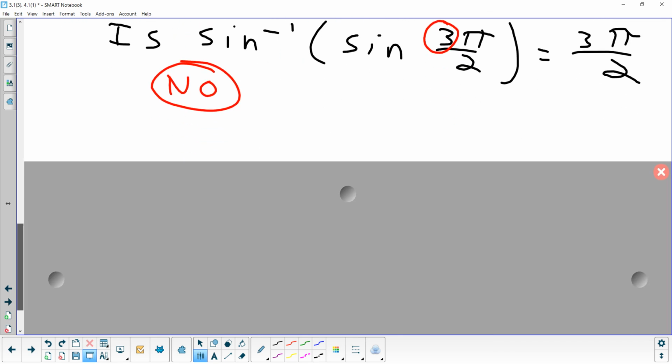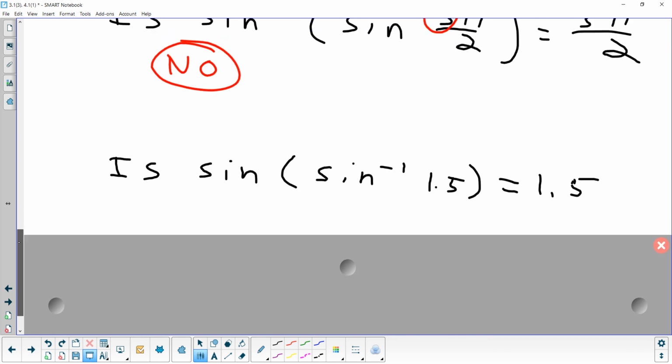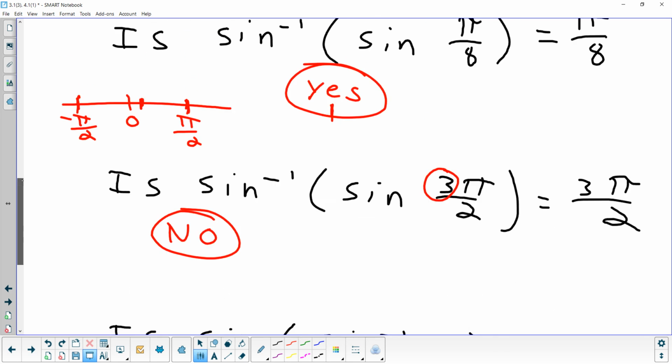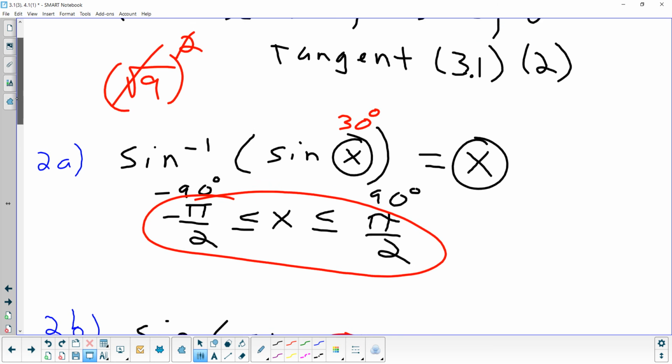All right, let's look at this one. All right, Jaden, what formula does that one look like? 2a or 2b? So let's look at 2a, just to remember what this one looks like. The inverse is on the inside. In formula 2a is the inverse on the inside.